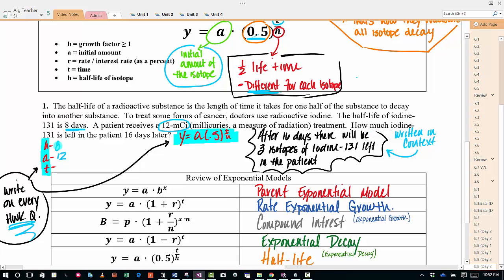Okay, and then it says how much iodine 131 is left after 16 days. So this is the time frame of measurement. So how many half-lives, how many times has it decayed by half, or our time? So that'll be your 16. It'll be straightforward like this. They'll word them like this, and all you have to do is identify them. And there's only 3 pieces, so you should do pretty good with that.